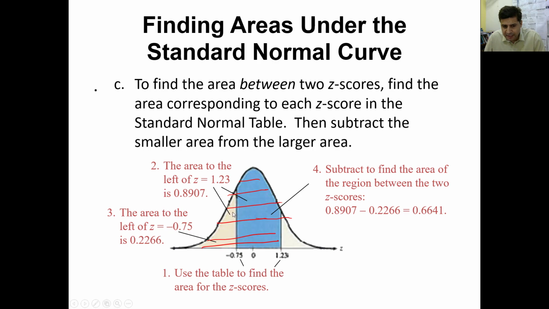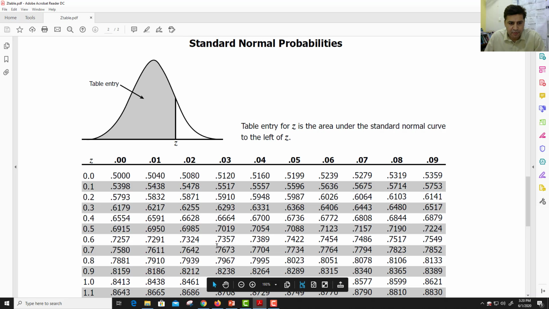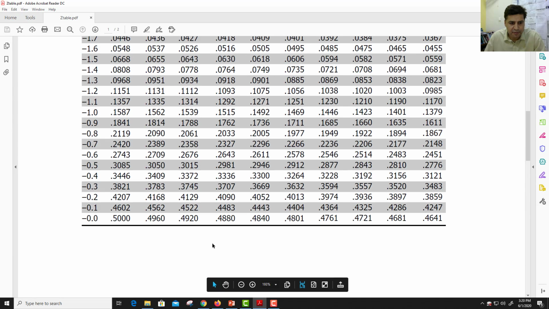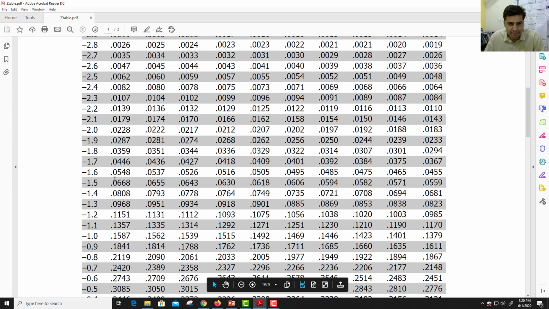Now we need to calculate only this area, this yellow shaded area. So how will we calculate it? In order to calculate this area, for z is equal to minus 0.75, we will go to minus 0.7, which is this row.